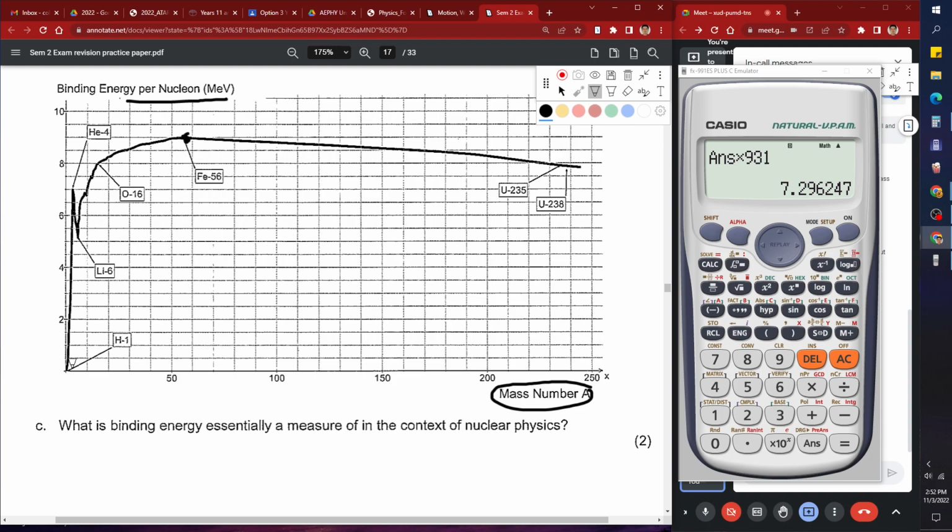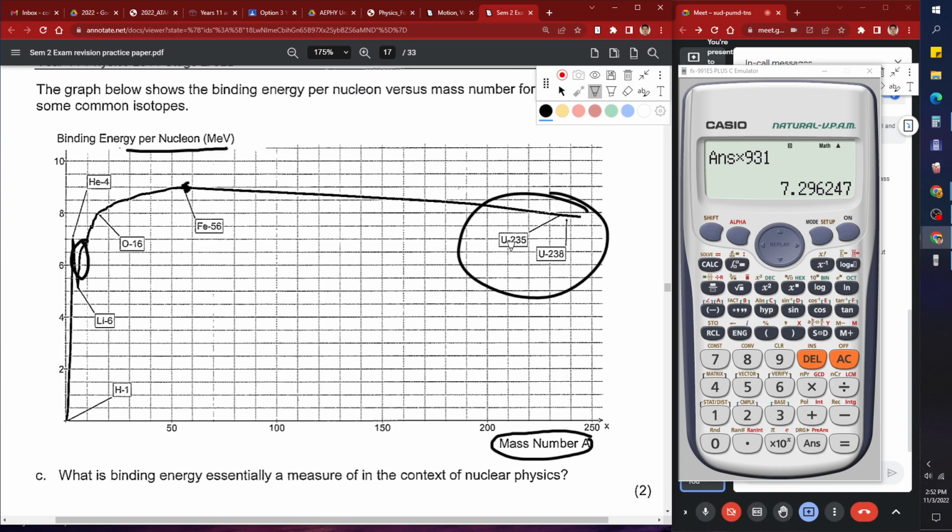So the smaller atoms, except for this little part here, release more energy per nucleon. It takes more energy to keep them together than these bigger ones. That's why these bigger ones are more unstable.